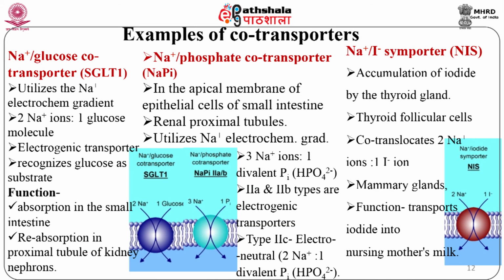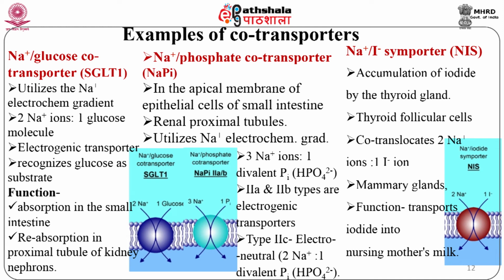Cotransport proteins, that is cotransporters or symporters, are found in many different cells and tissues and perform variety of important physiological functions. Examples of cotransporters: the Na+ glucose cotransporter is found in the apical membrane of epithelial cell of a small intestine and renal proximal tubules. It utilizes the Na+ electrochemical gradient to drive the uphill transport of the glucose into the cell. As mentioned above, the ion substrate coupling stoichiometry of SGLT is 2 Na+ ions to 1 glucose molecule. Therefore, SGLT1 is an electrogenic transporter.